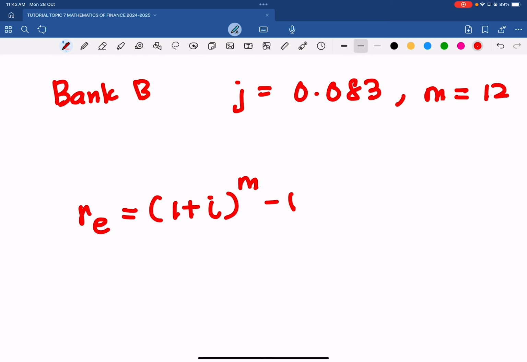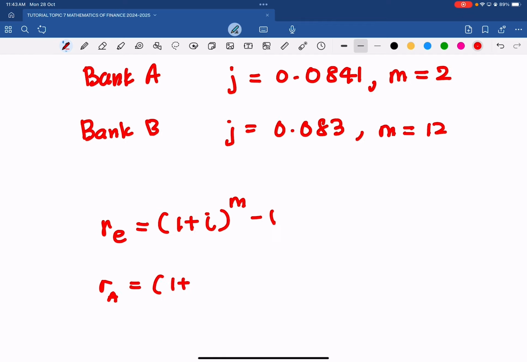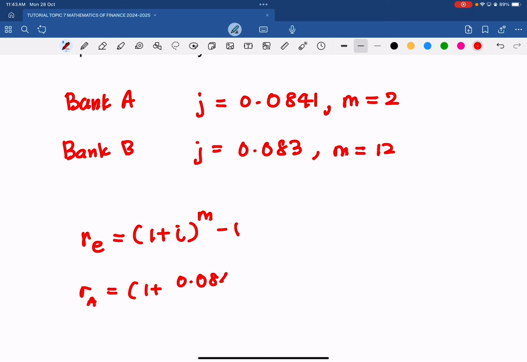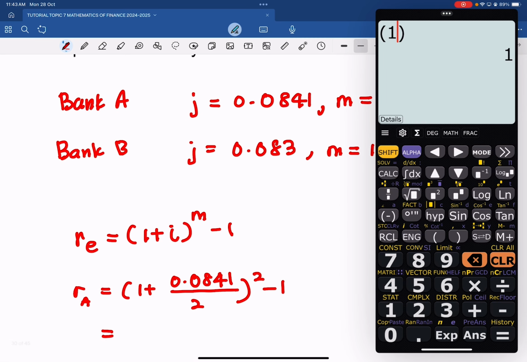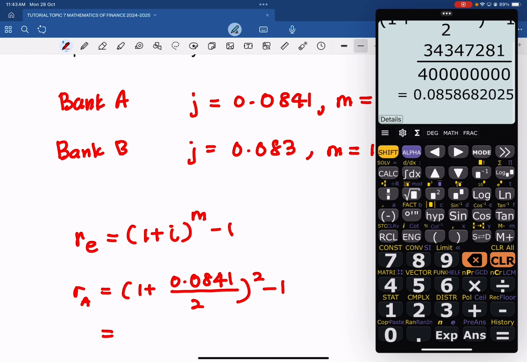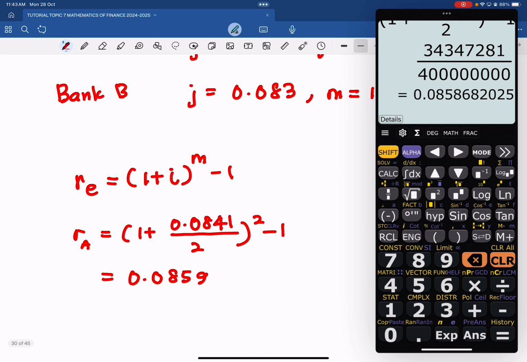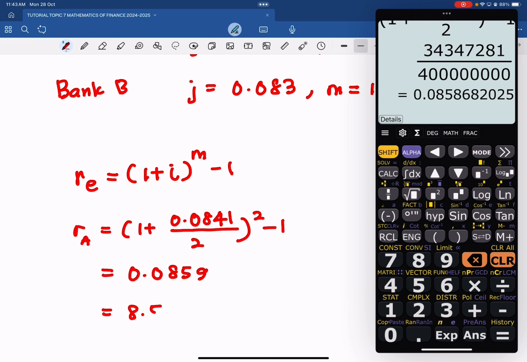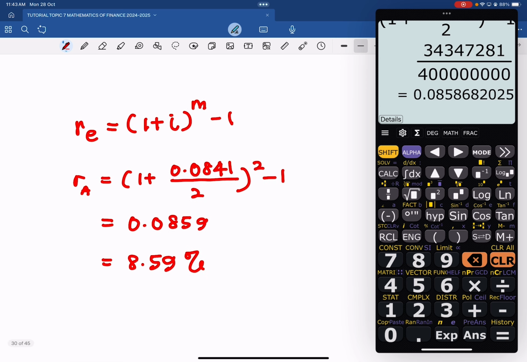Okay, alright, so I label it RA for Bank A using this formula of effective rate. 1 plus 0.0841 divided by 2, power with 2, minus 1. So you're going to get, I write down 4 decimal places first, 0.0859. Okay, so later you get 8.59%. Okay, that is the rate for a year.